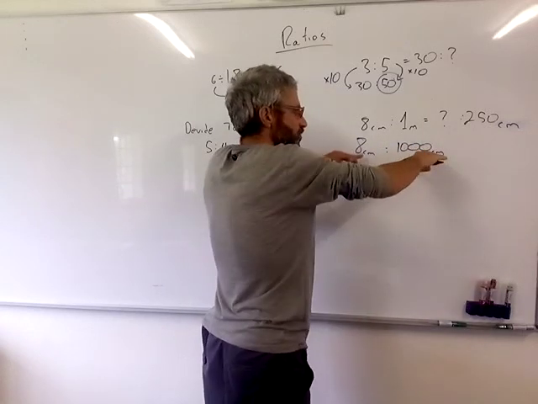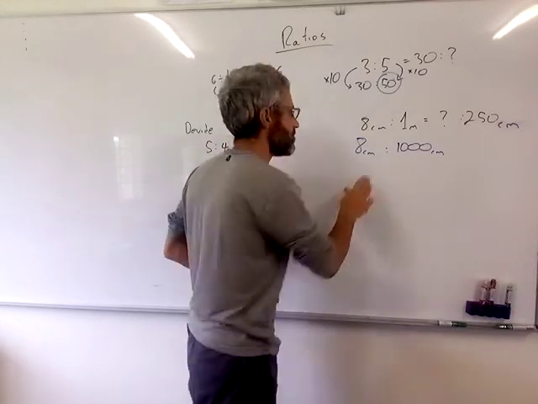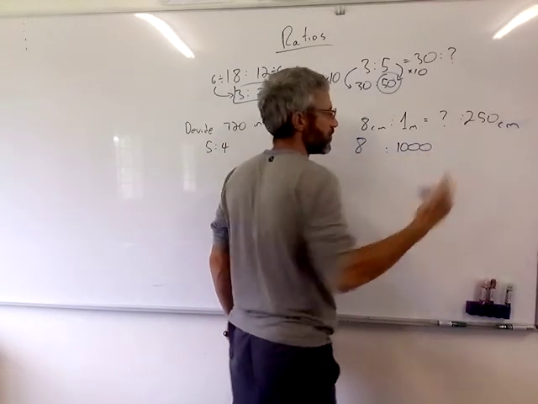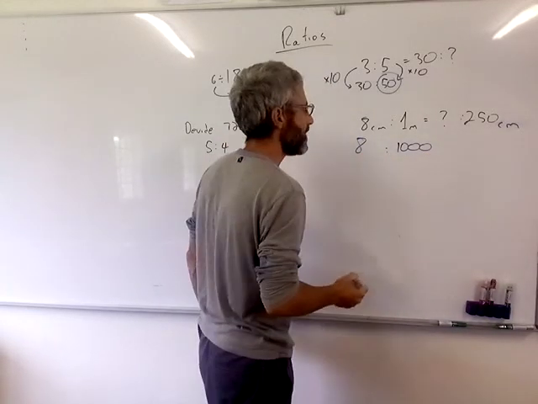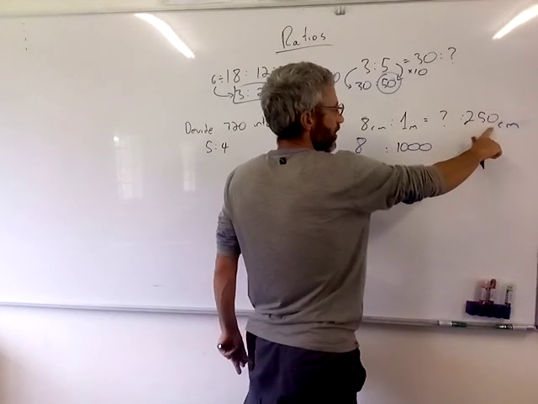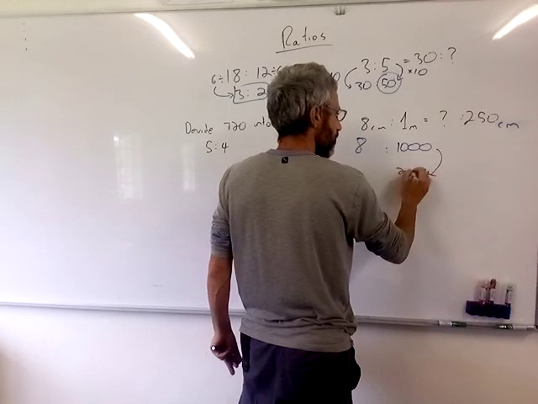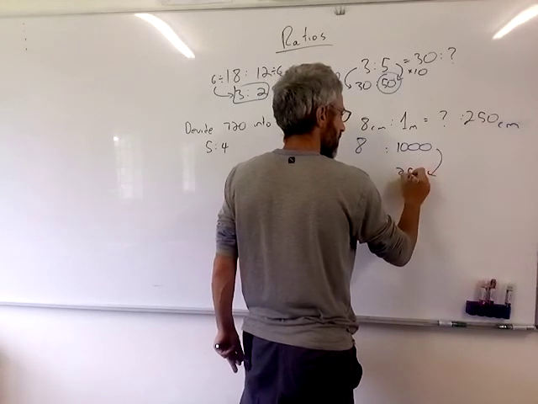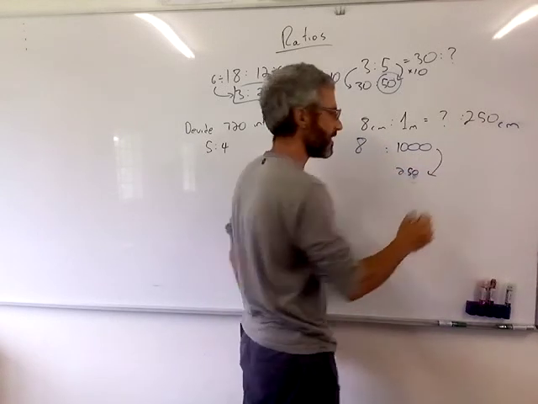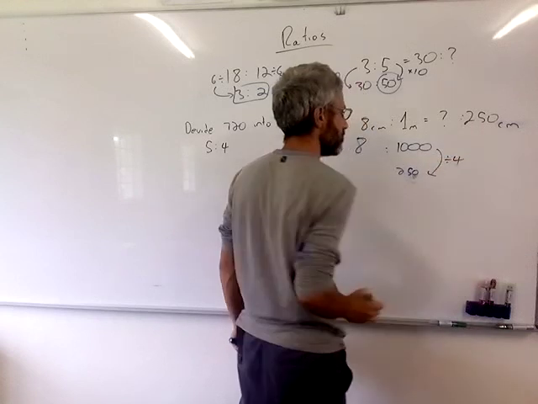And now when I have the same units, only when I have the same units, in fact, I can just get rid of them because it's the same units. Okay? But now I don't want 1,000, I want 250. So how do I get from 1,000 to 250? And the answer again is pretty easy. You just divide by 4.